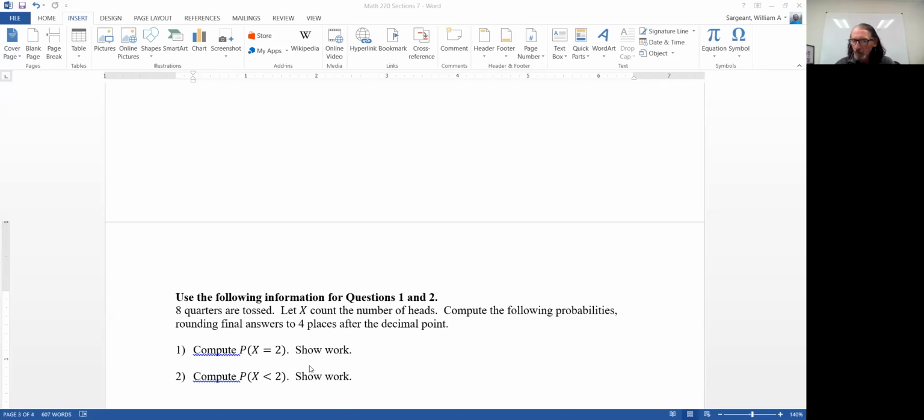In an earlier video, I did a similar question, but only 3 coins were tossed. Since 2 to the 8th is 256, I'm not going to try to write ordered octuples and then do that for 256 of them to find out when I have exactly 2 heads or when I have less than 2 heads. So, computing the probability, I know the size of the sample space, because this is happening randomly. The size of the sample space is 2 to the 8th.